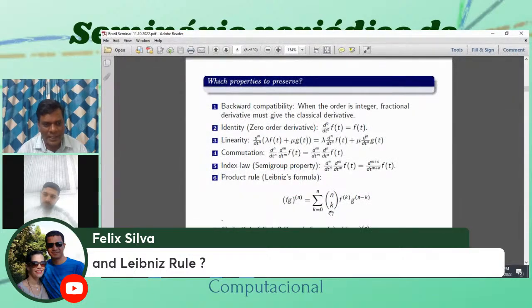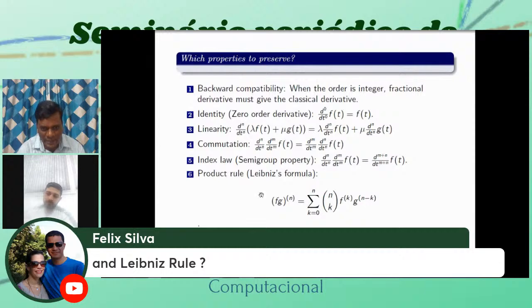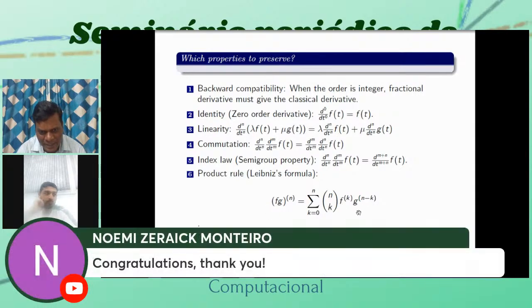When we are considering the classical derivative, the n-th classical derivative of f into g, we get the Leibniz rule in this format. And we can interchange the order of f and g here, so I can write g into f so that it generates the same type of formula, using the commutativity of the product f into g.